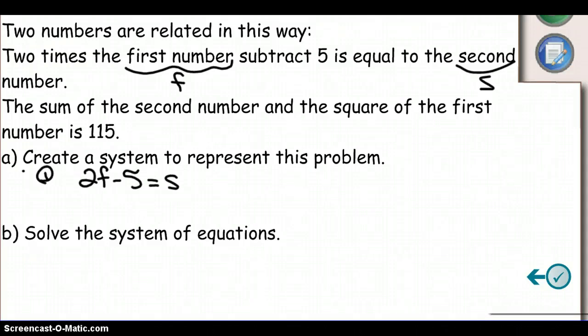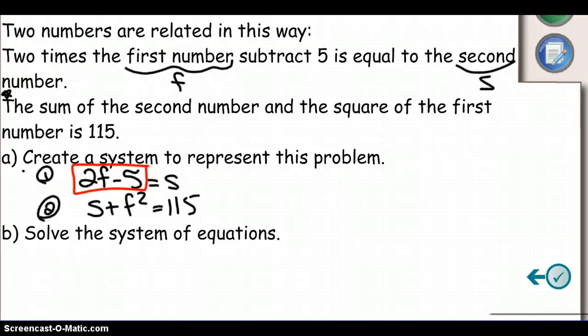That's my first equation. My second equation comes from my second sentence. The sum of the second number and the square of the first is equal to 115. I have two equations. Now, I could graph it, but I don't think that graphing is the best way here. So I'm going to do a substitution. Here, S is isolated, so I'm going to put it in for that S right there. So now we'll have 2F subtract 5 plus F squared equals 115.